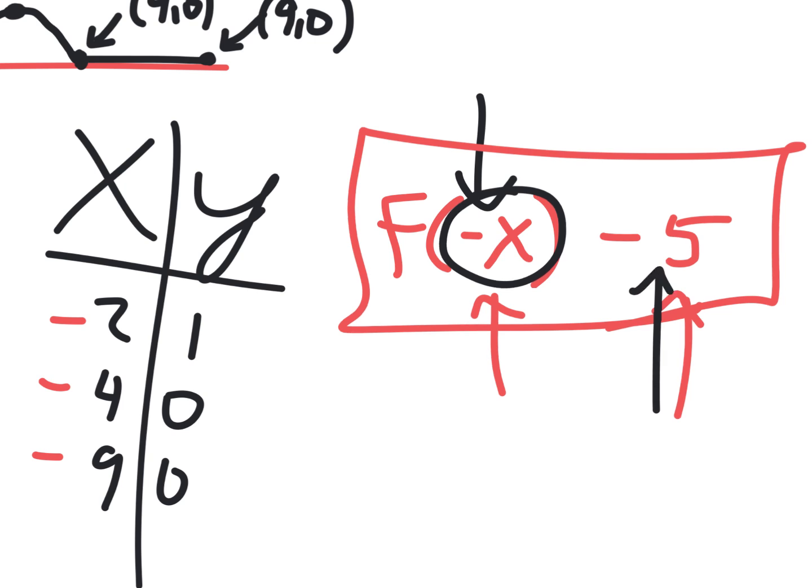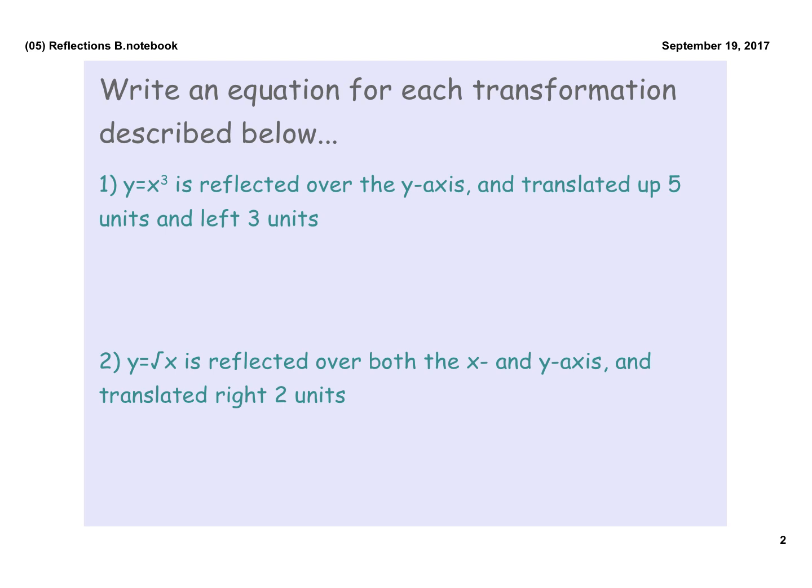Okay. Let's get into page 2 of the notes. Write an equation for each transformation described below. All right, so we got to write an equation. Well, I've already got an equation. It says y equals x to the third. Yeah, that's a good start. But now you're going to do something to that. Reflect it over the y-axis. Ooh, which kind is that? It didn't say horizontal or vertical. I guess I'm going to have to think about it.